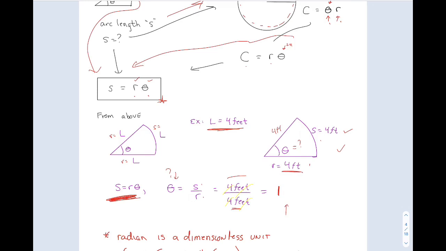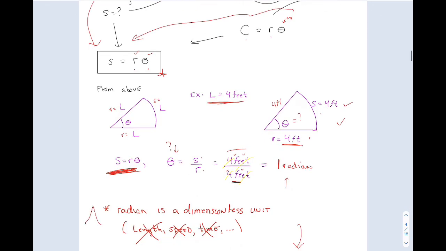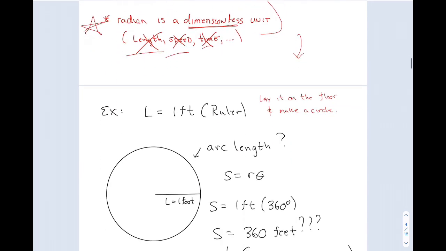So I canceled out the 4's, canceled out the feet. I'm left with a 1, and there's nothing to the right of the 1, but then I get to write the word radian. So you can see that the radian is a dimensionless unit, meaning it doesn't have dimensions of length, speed, or time. Because if you look back here, you have feet divided by feet. The units cancel. There's nothing left. So that word radian has no dimensions.